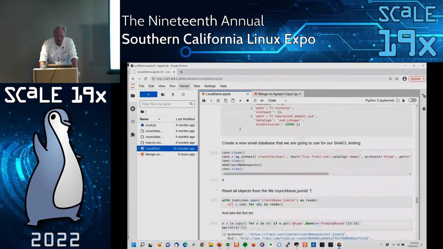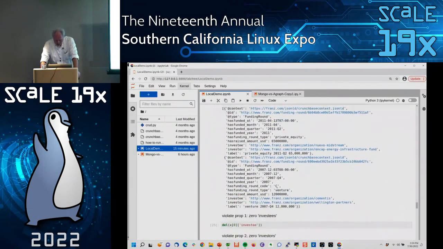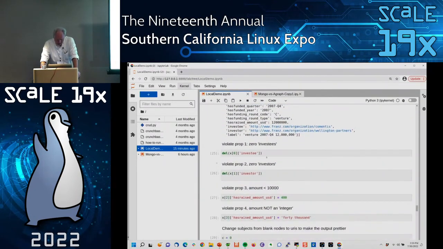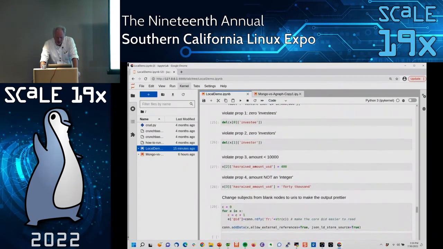In my demo that I'm not going to do right now, I make a little database of funding rounds, and then I delete an investee, or I delete an investor, or I change the has-raised amount to under 10,000, and I turn a number into an integer. And then you just say, okay, validate, and it will find all the objects that violate those things. So it's a built-in validation system.